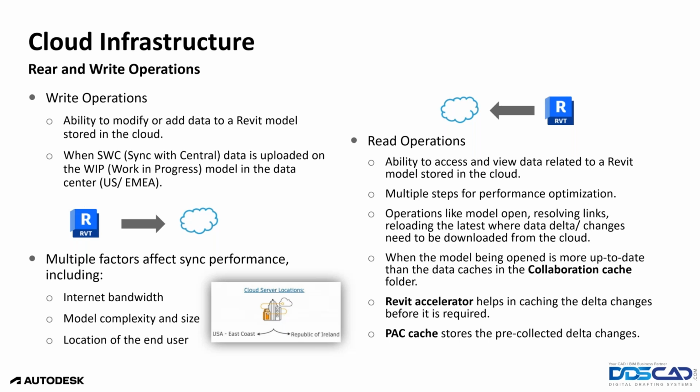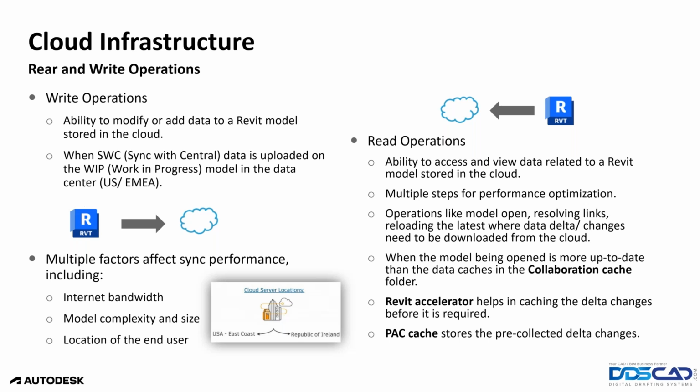There are multiple steps that can be used to optimize performance. We're going to touch on those throughout the presentation. Operations that will essentially be considered read are model opening, resolving links, and reloading the latest version, where data delta or changes need to be downloaded from the cloud. So that's going to be your latest changes. And when the model being opened is more up to date than the cached model, that's when those latest changes are going to be brought down from the cloud.